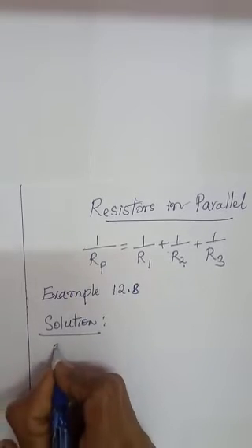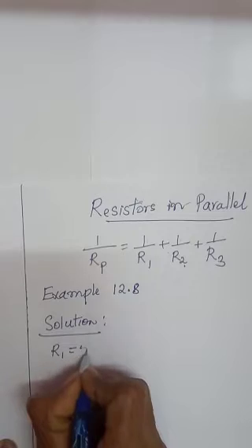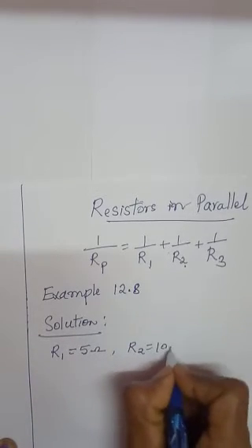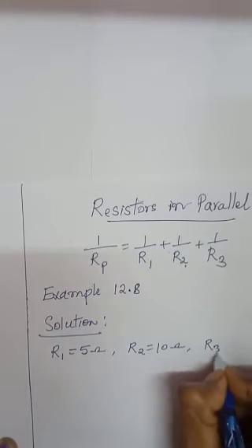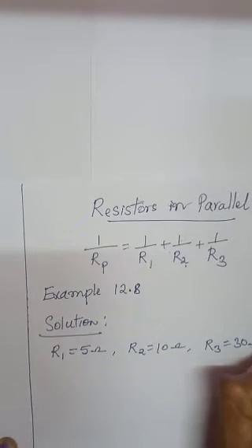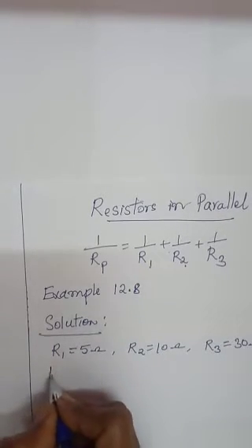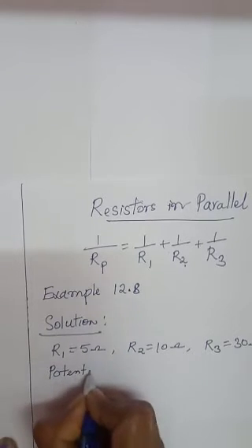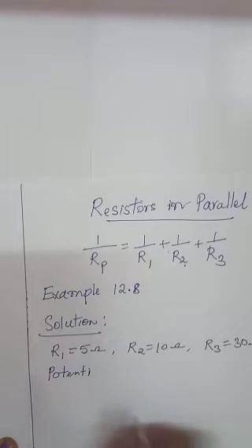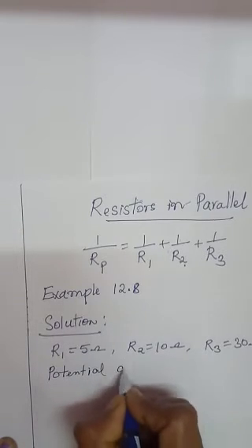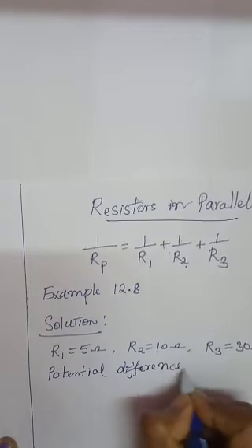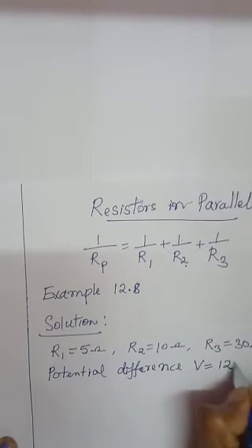R1 is equal to 5 ohm. R2 is equal to 10 ohm. R3 is equal to 30 ohm. They are connected to a 12 volt battery. The 12 volt battery is the potential difference. Potential difference is represented by the letter V. V is equal to 12 volt.